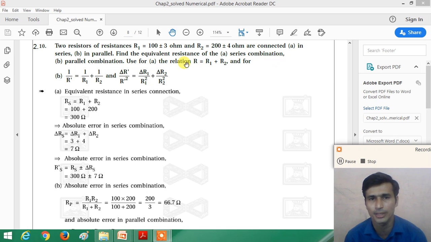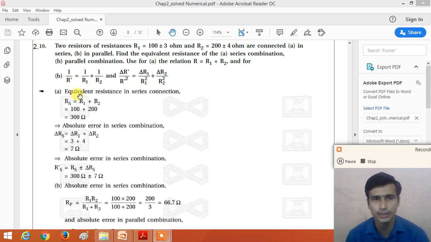Used for the series combination, R is equal to R1 plus R2, and for the parallel combination, 1 by R dash is equal to 1 by R1 plus 1 by R2. The error in a parallel combination, delta R dash divided by R dash square, is equal to delta R1 by R1 square plus delta R2 by R2 square. So in a parallel combination we use this equation for finding the absolute error, right? First we find the equivalent resistance in a series combination with the consideration of the absolute error, right?